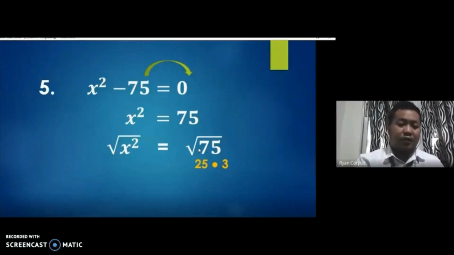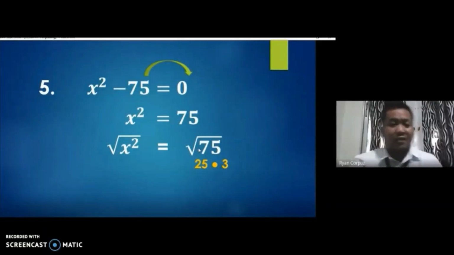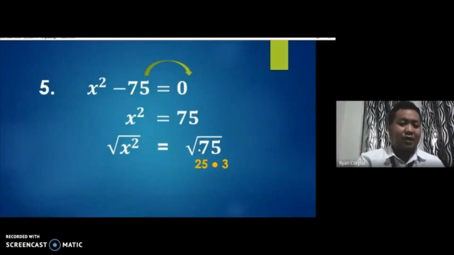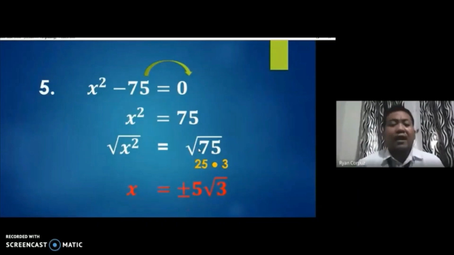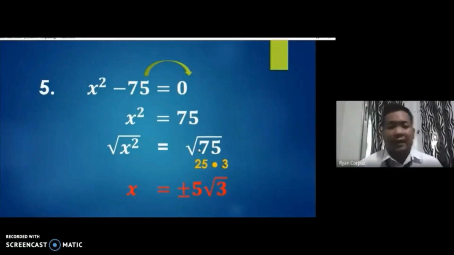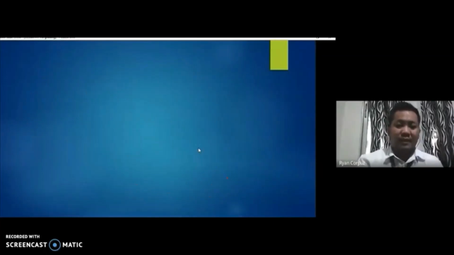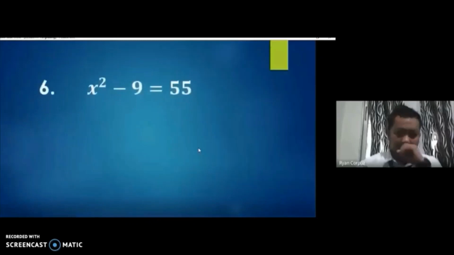So, you know that the square root of 25 is positive 5 and negative 5. Then, since 3 is a prime number and there are no factors of 3 wherein one is a perfect square other than 1, then 3 will be left inside the square root sign. So, that will come up with an answer which is x is equal to positive negative 5 square root of 3. Naintindihan nyo na yun. Itanong natin kung meron pa.